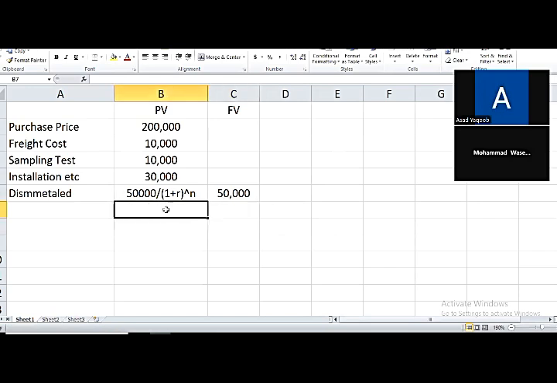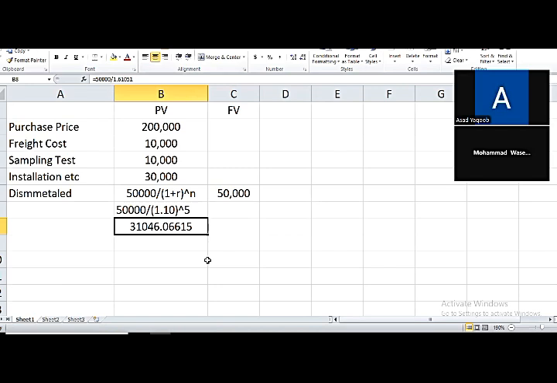Let me calculate it over here. Let's suppose the interest rate is 10% and we have 5 years. This will be 50,000 divided by 1.10 raised to power 5, which is 1.61051. So today you record the cost which you will be paying in future after 5 years, and that is equal to 34,106 today.